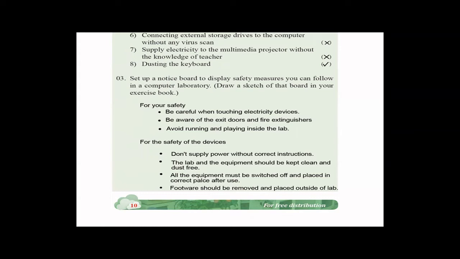And always remove the footwear, and even the water bottles, food, and all these things. Please keep them outside of the lab, right? So you can take these things into consideration and draw up a nice notice board with colorful headings, very attractive pictures and all, and make a nice notice for your notice board.